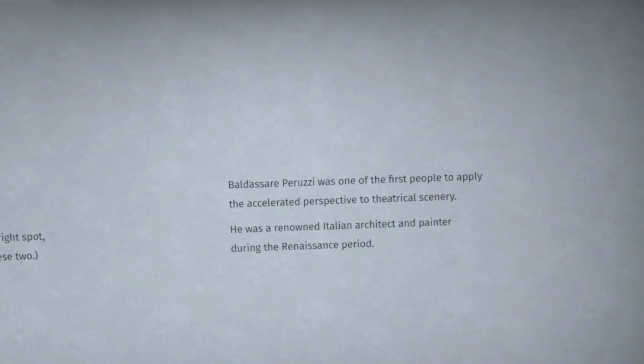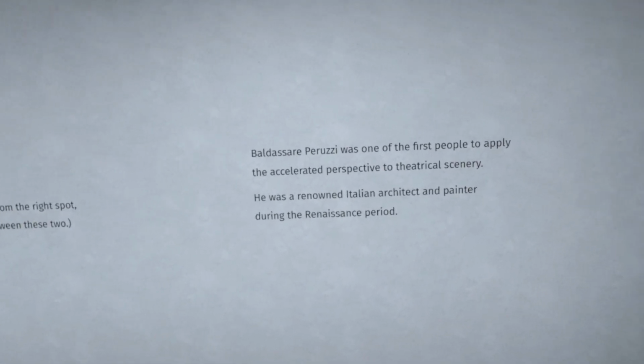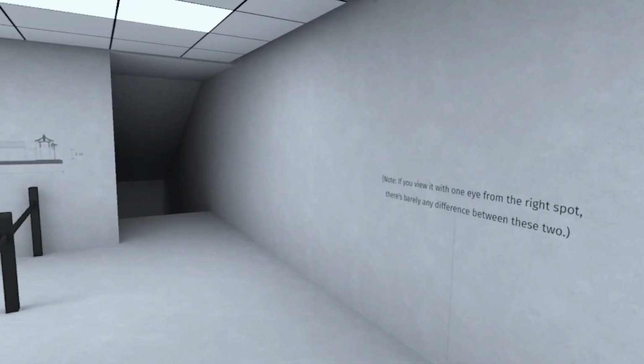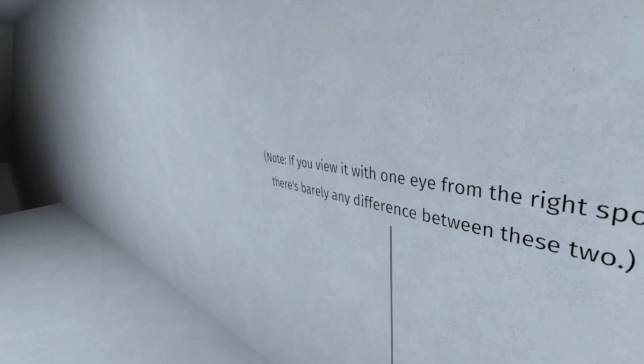Baldassare Peruzzi was one of the first people to apply this accelerated perspective to theatrical scenery. He was a renowned Italian architect and painter during the Renaissance period. Note, if you view it with one eye from the right spot, there's barely any difference between these two.